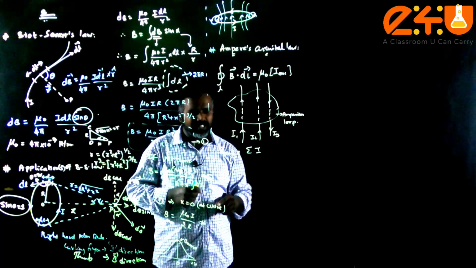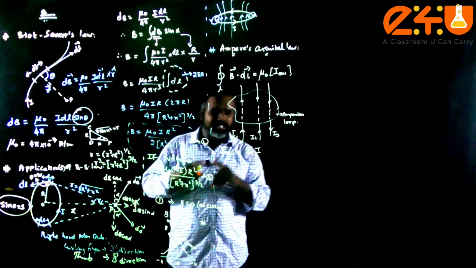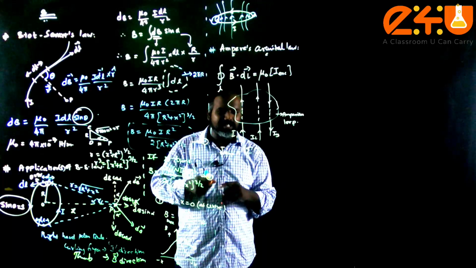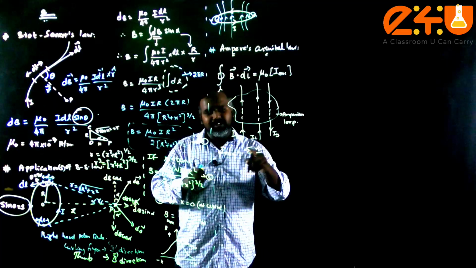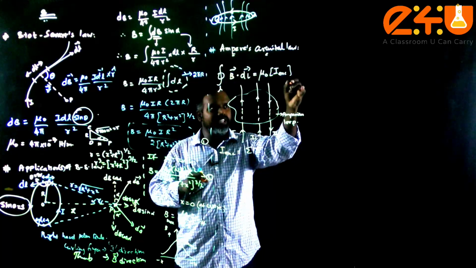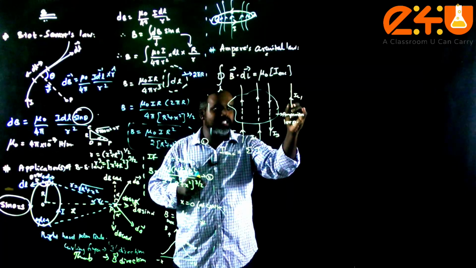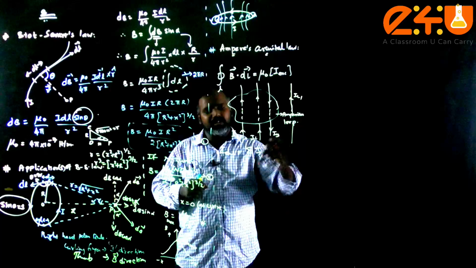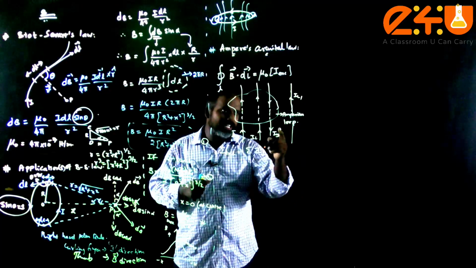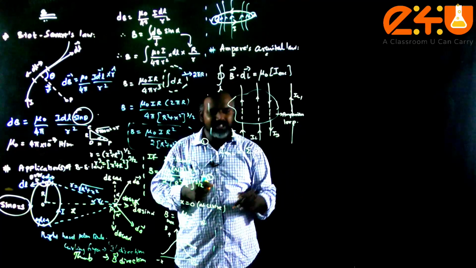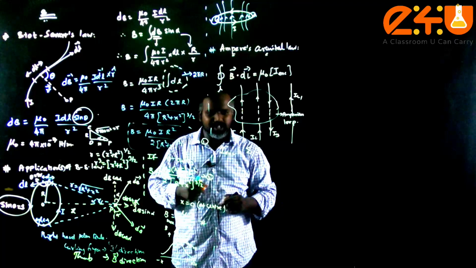As we discussed in Gauss law, the charges lying outside of the Gaussian surface are not accountable in the Q enclosed. Similarly, any current lying outside of the Amperian loop need not be considered in the I enclosed calculation.